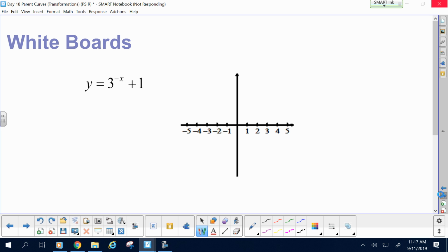What'd you graph on the whiteboard? 3 to the negative x plus 1. Sorry to drop my muscle. As always, think, what's the base graph and how has it changed?